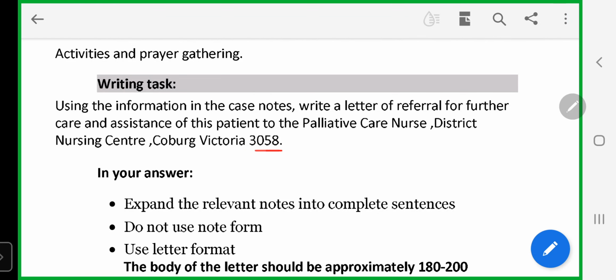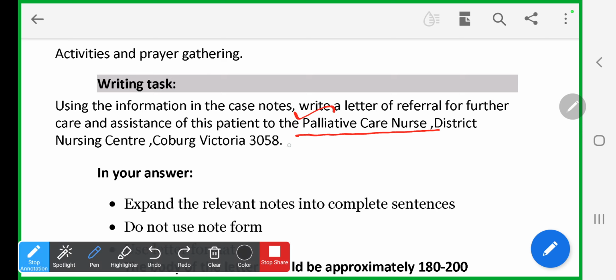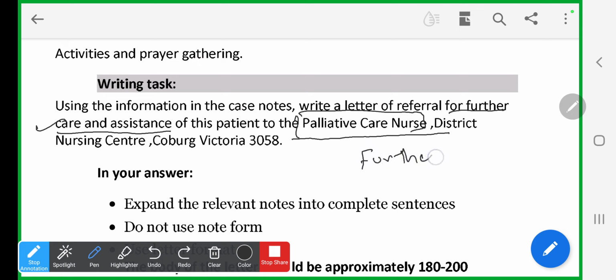That we will be reviewing over here. If we are writing this letter to the palliative care nurse, right? On screen, if you can see there, we are writing this letter to the palliative care nurse. And why we are writing this letter, we need to find. Actually, you can just find that the further care and assistance. So we can understand that we are writing this letter to the palliative care nurse for further care and assistance.